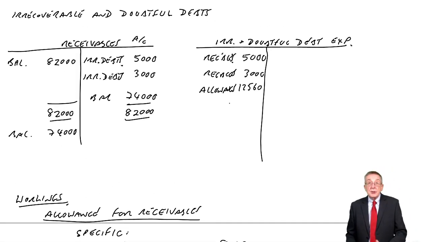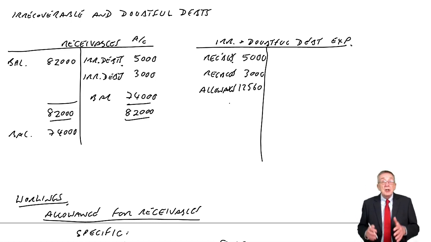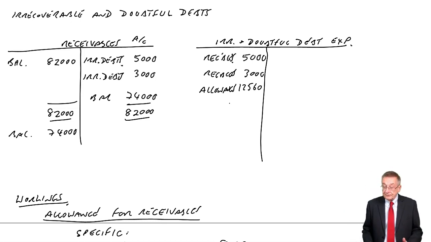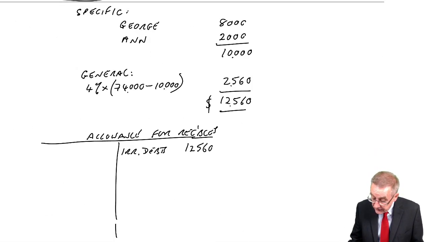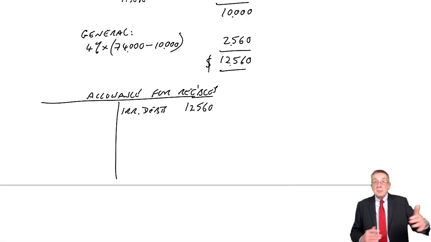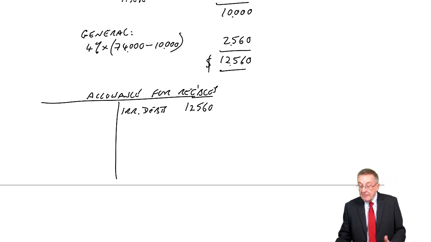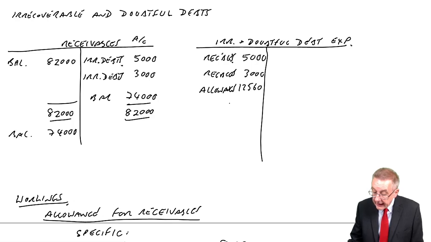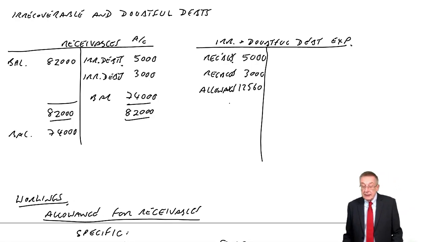And there we are, all that remains is to close off the accounts and then summarise how they appear. Receivables, 74,000. That'll appear in the statement of financial position. We leave the balance there. The allowance for receivables, that'll appear on the statement of financial position. We'll subtract it from the receivables. We leave the balance there. But finally, irrecoverable and doubtful debts expense. This is the total cost of everything we've done.